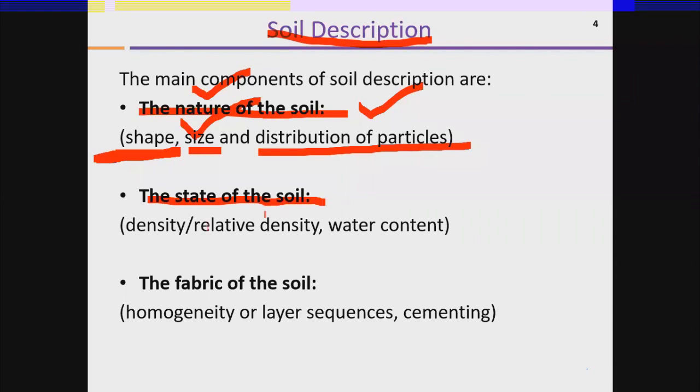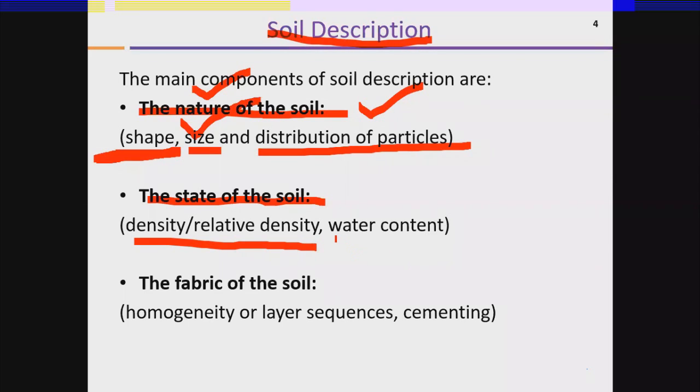You can describe the soil system by the state. For example, if the particles are packed with each other, the soil will be called dense soil. If the particles are not packed or compacted with each other, the soil will be categorized as loose soil. The soil will be categorized as medium dense soil if the density is medium. For example, the soil is not too loose, but at the same time not too compacted, and in that case the soil will be categorized as medium dense soil.